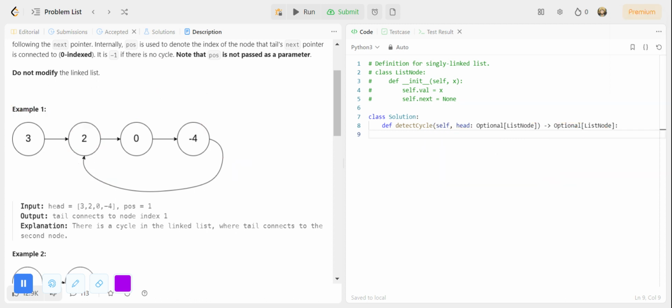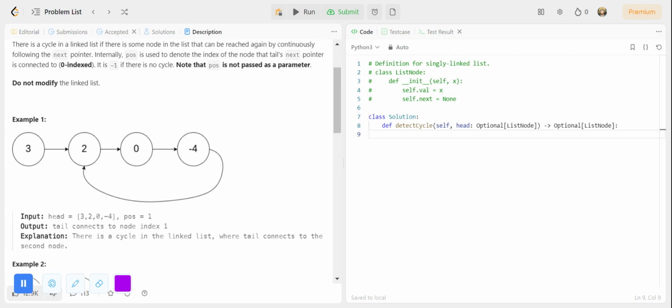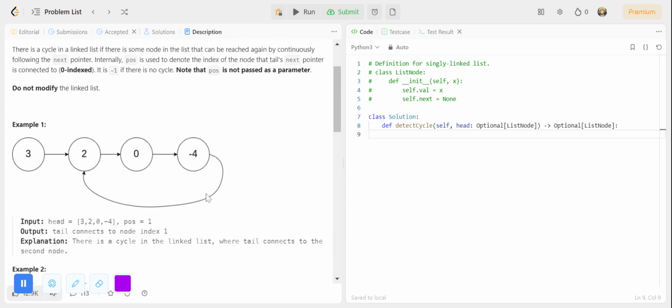So the time complexity is just going to be O(n), and the space is going to be O(1) for this case, right? So I hope you understand the point, right?